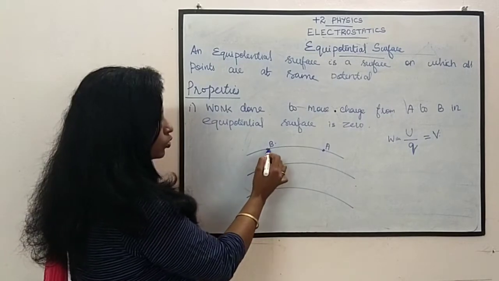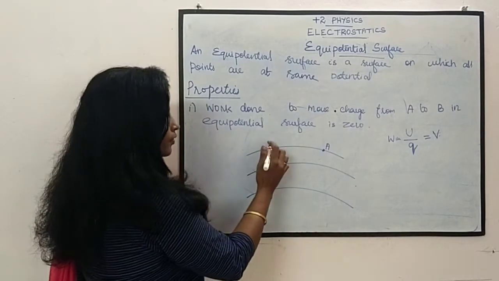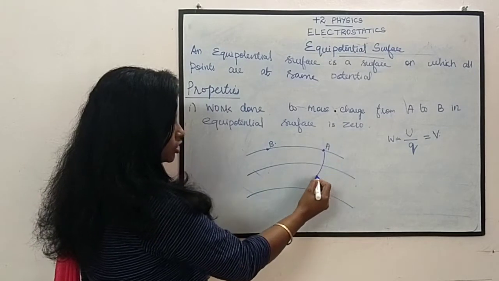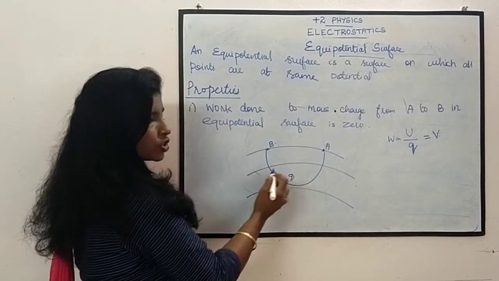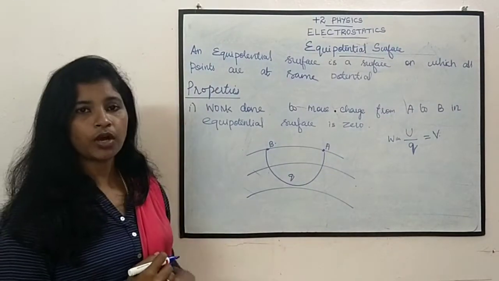I have to move to this position B. I am moving like this charge Q. Okay, so what I want to do, I have to do a work.